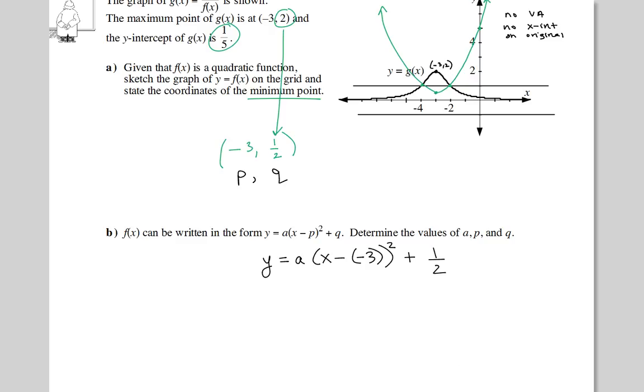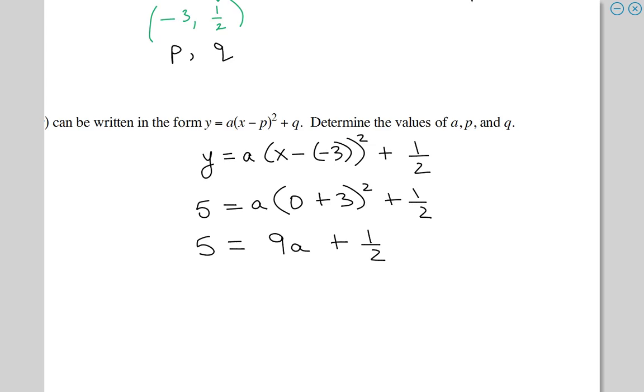Good. How to solve for a? Use an x, y coordinate. That's not the vertex. Let's use the y-intercept, 0, 5. So when y is 5, x is 0. So 3 squared is 9. Subtract a half from 10 over 2, so that's 9 over 2. Divide by 9, get 9 over 18. A is half.